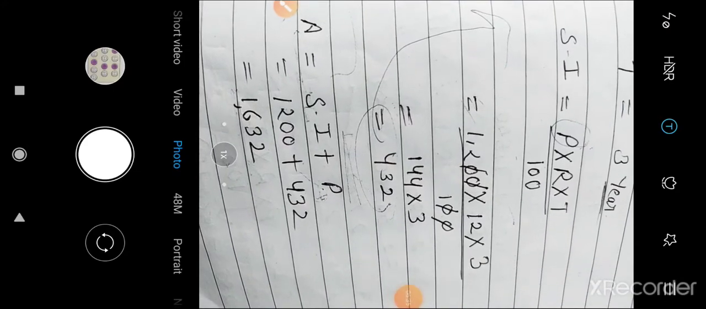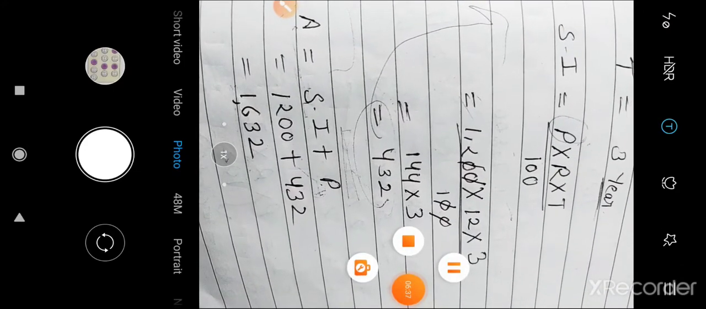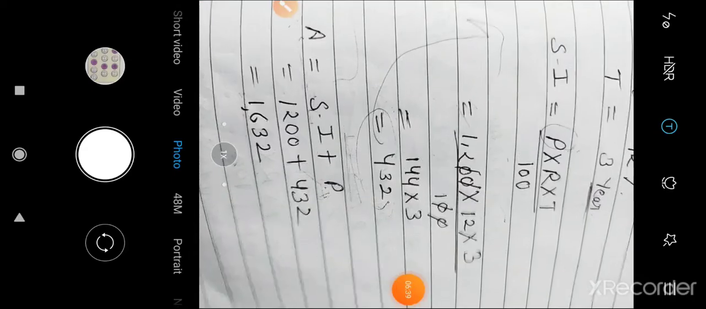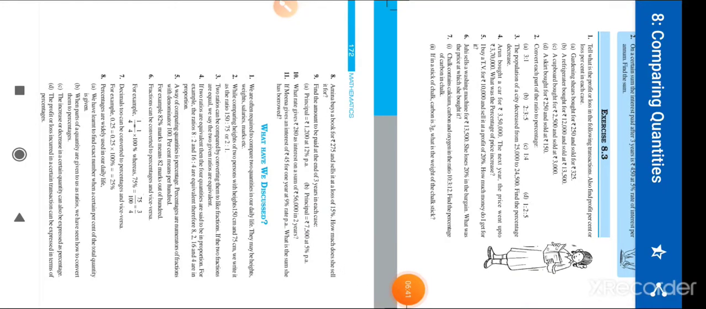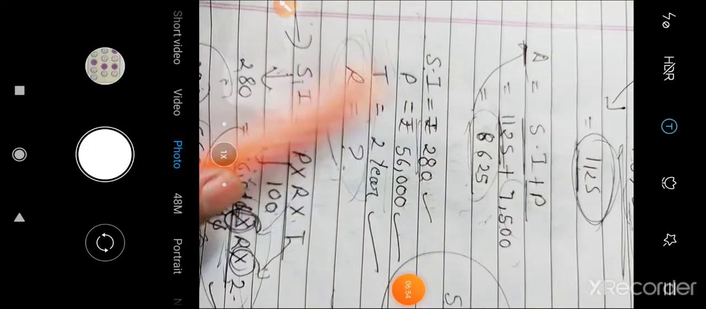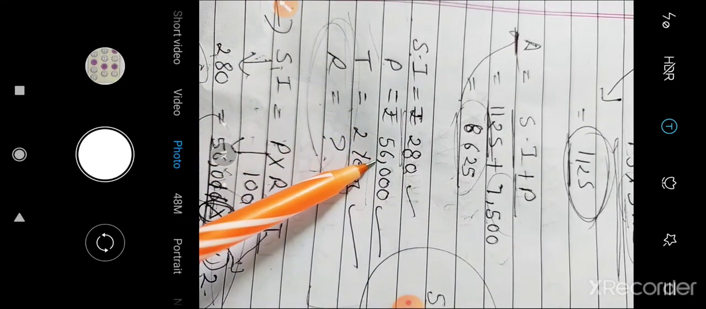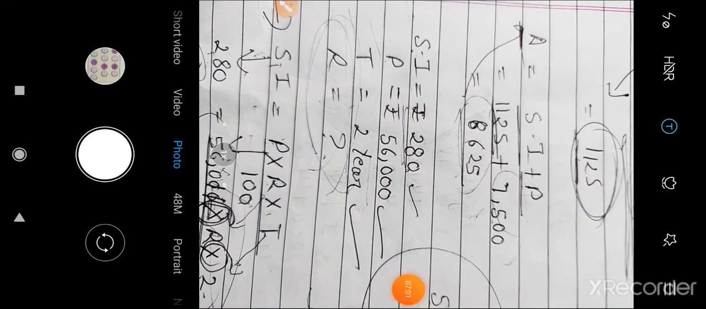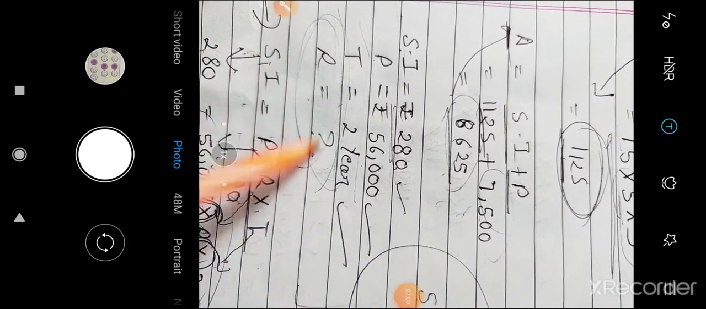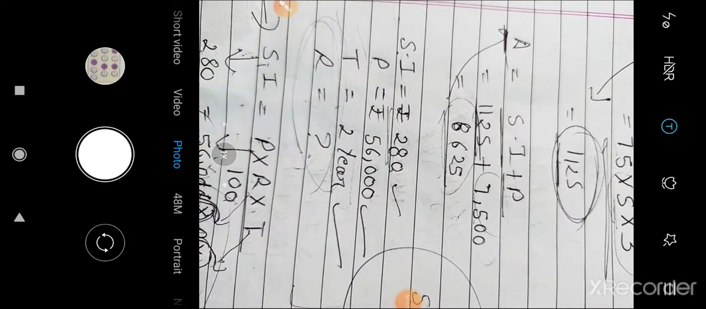Now, move to the next question, and the next question is: what rate gives rupees 280 as interest on a sum of rupees 56,000 in 2 years? Students, it is given in the question that simple interest is rupees 280, principal is rupees 56,000 and time period is 2 years, and we have to find out the rate.